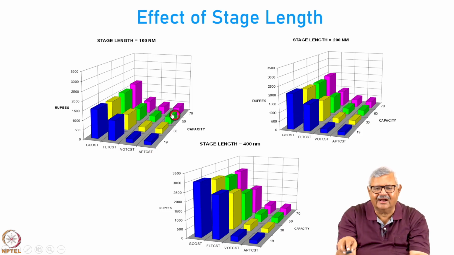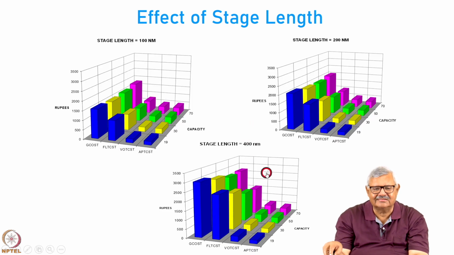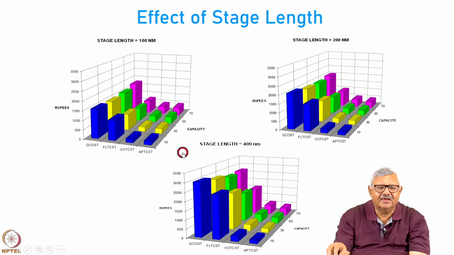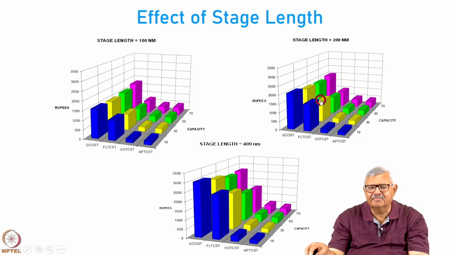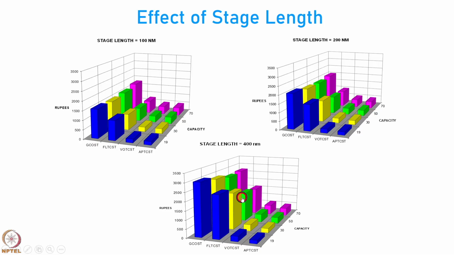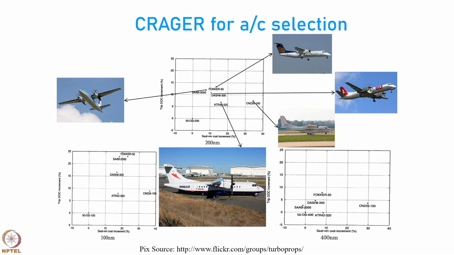But if you look at the large stage length, 400 nautical miles, more distance, you notice that the generalized cost of travel falls as the capacity increases and the lowest value is for 70-seater aircraft, and it is dominated mainly by the flight cost. The time cost and the airport cost are a small proportion, and for 200 nautical miles it is in between. So, in these two we see a clear-cut minimum at about 50-seater capacity, but larger stage lengths mean you should fly the largest possible aircraft that can be fitted. Now, this is how we can use this tool for aircraft selection.